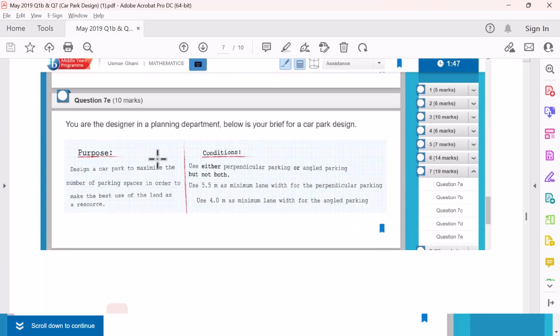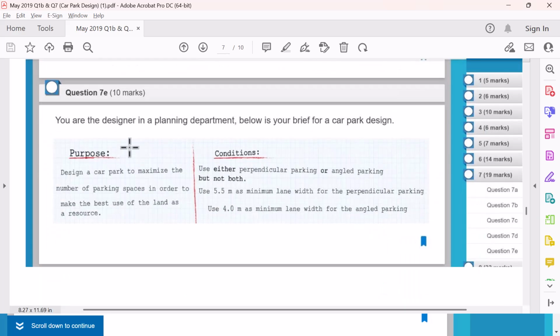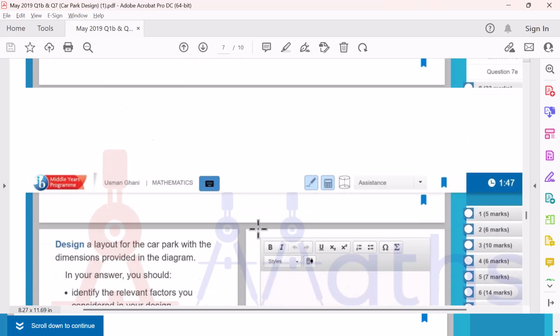All right. You are a designer of the planning department, and these are your conditions. Design a car park to maximize the number of parking spaces. Use either perpendicular or angled parking, but not both. Use 5.5 as minimum lane width for perpendicular parking, 4.0 as minimum lane width for angled parking. Okay, make sure to follow the conditions.